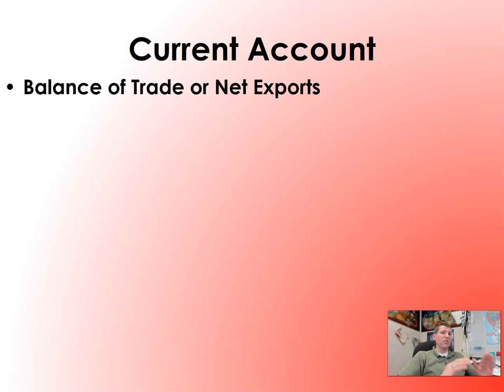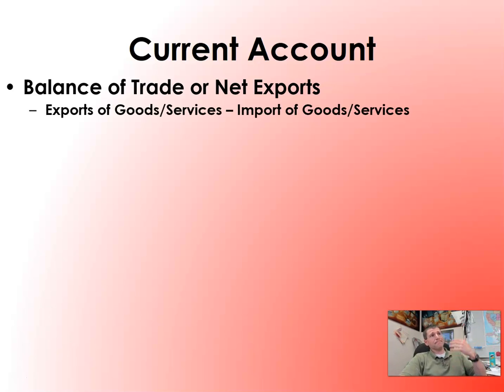Okay, so current account. What falls into the current account? It's important to know what goes into the current account, what goes into the financial account. In the current account, this is also known as the balance of trade, right, or net exports. Balance of trade is referring to the imports and exports. Balance of payments is referring to the balance between the current account and the financial account. So the balance of trade or net exports, all right? What falls into this? Exports of goods and services minus the imports of goods and services. All right, so the value of stuff leaving versus the value of stuff coming in.